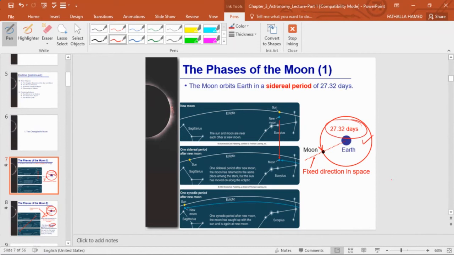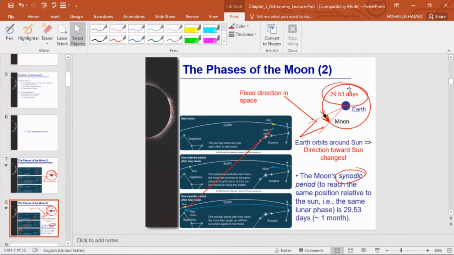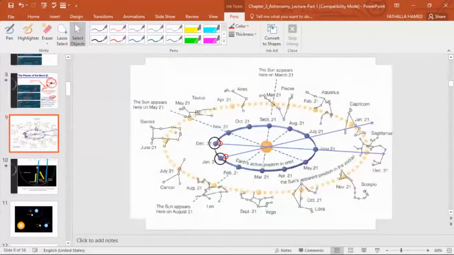But we look at the moon by the phases it makes, and that basically needs the period of 29.53 days. So when we look at the moon, you have these two periods, either the sidereal, which is relative to space, or the synodic, which is 29.53 days. And I hope this will become clear as we move on.